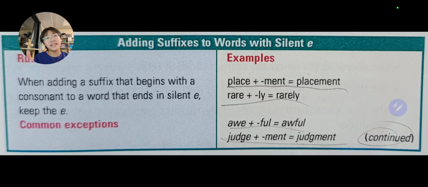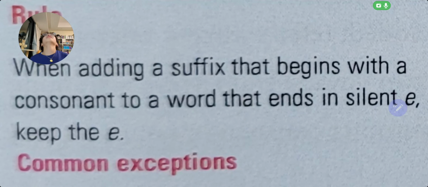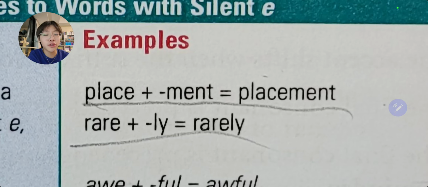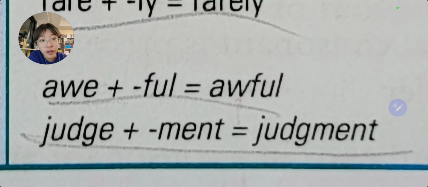There's also adding suffixes to words with the silent E rule. When you're adding a suffix that begins with a consonant to a word that ends in silent E, you have to keep the E, although there are a few exceptions. For full, you have to take away the E, and in judgment, you have to take away the E. There's no real pattern here. All you have to do is memorize them.